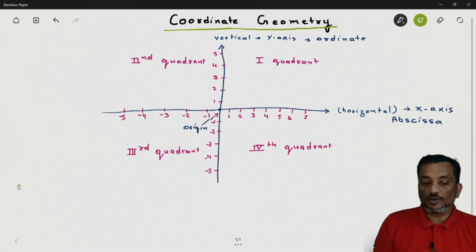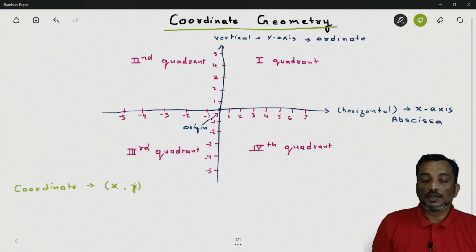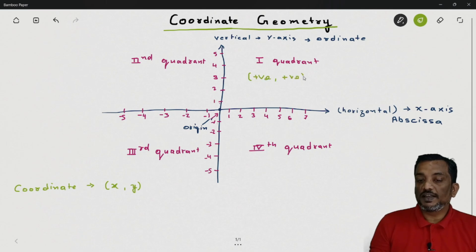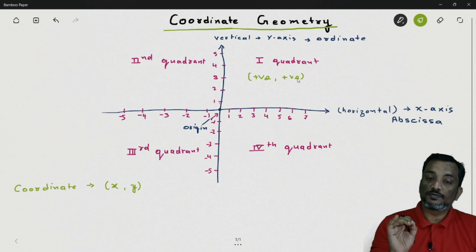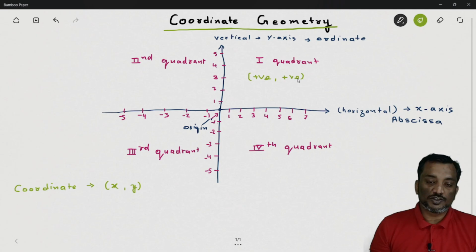How can we write the coordinates? Coordinates means any point represented on the graph. In coordinates, the x value always comes first and the y value comes second. In the first quadrant, both x and y are positive. So if any point has coordinates where x and y are both positive, it lies in the first quadrant.